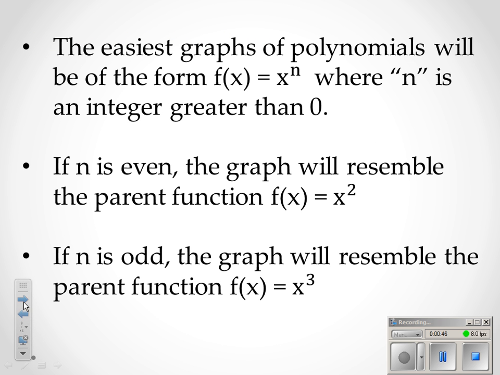The easiest polynomial graphs that we're going to be taking a look at are the ones in the form f of x equals x to the n, where n is an integer greater than 0. So in other words, we're going to be looking at things that look like parabolas. There'll be higher powers than a power of 2 even, and we'll take a look at what the tendencies of that are, and see what that does to the graphs of them.